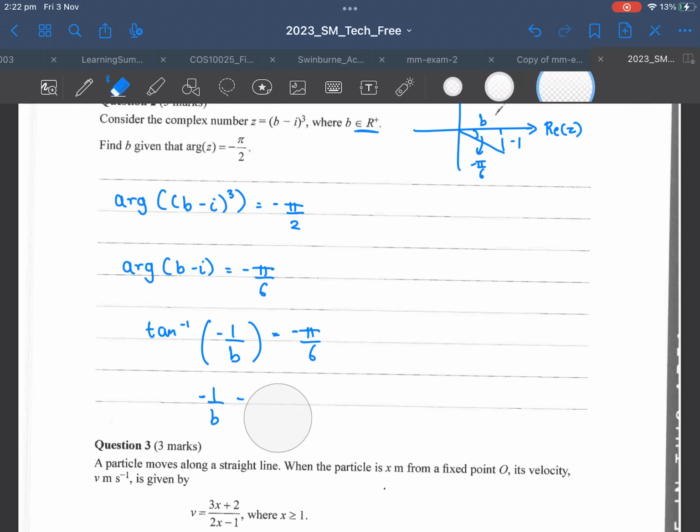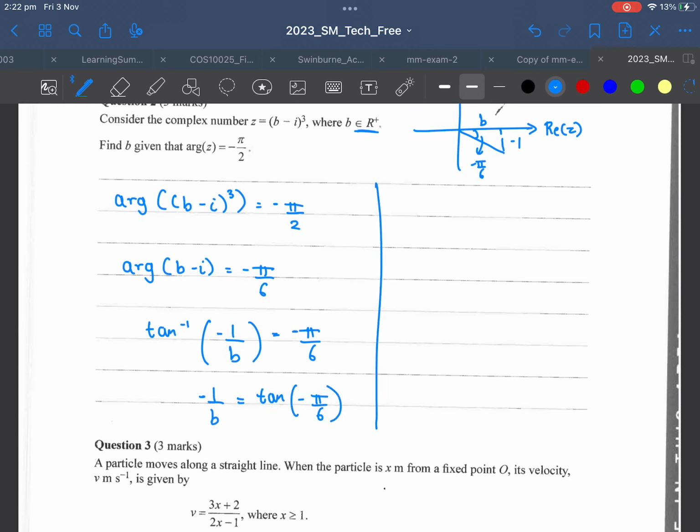Oh, sorry, not minus pi on 6. That would be tangent of minus pi on 6. So that would be negative 1 on b, which is equals to negative 1 on root 3, because tangent is going to be negative in the fourth quadrant. So yeah, and now that means that our b is going to be root 3. So I think that's going to be the answer, and it does match the criteria that b is going to be a positive real number.